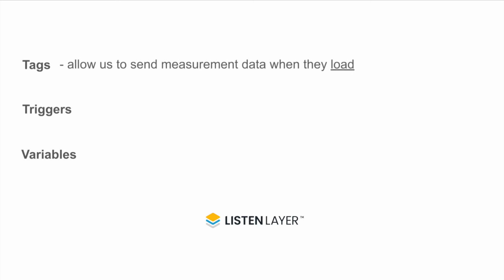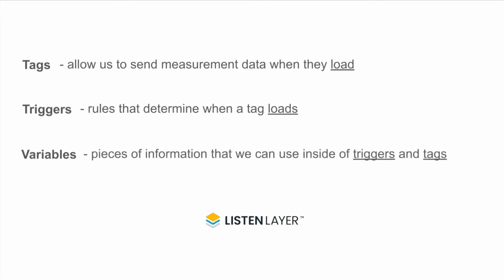Tags allow us to send measurement data when the tag loads. Triggers are rules that determine when a tag loads. And variables are pieces of information that we can use inside of either triggers or tags. Take a quick screenshot of this if you want to save it in your notes to reference in the future.